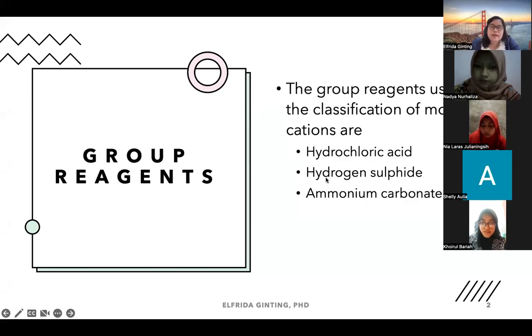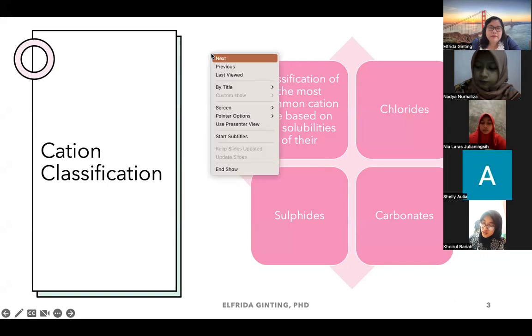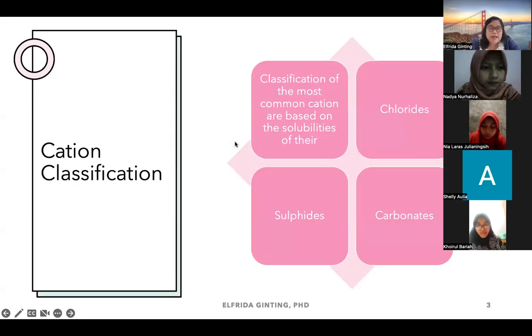These two are acids, the third one is a salt, ammonium carbonate, but these three chemicals can be used to analyze group 1 cations. So you can see here hydrochloric acid, hydrogen sulfide, ammonium carbonate, and we are trying to analyze cations. So the cation will react with the anion of these three chemicals. So the analysis will be related to the solubility of their chlorides, their sulfides, and their carbonates.